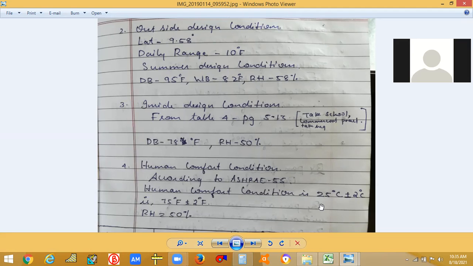Which means 75 degrees Fahrenheit plus or minus 2 degrees Fahrenheit. When you change to Fahrenheit, the human comfort temperature is 75 degrees Fahrenheit, or 25 degrees Celsius plus or minus 2. And the RH is 50 percent. So you can write this also.